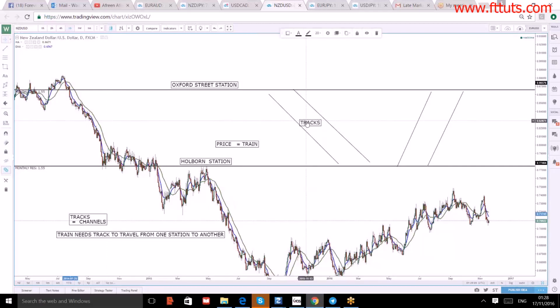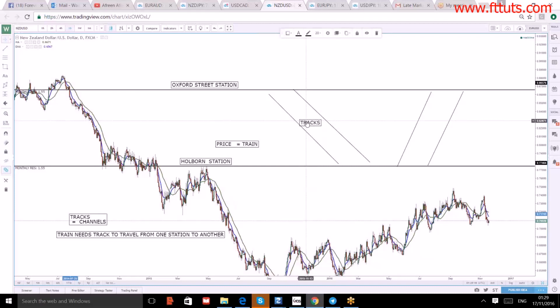So tell me something. Can a train complete its journey from one station to another without a track? No. So can I not say then that the price cannot complete its journey from one resistance level to another support level without the channels? Because remember, the train is your price, the track is your channels, your stations are your support and resistance. This is exactly what I'm saying.